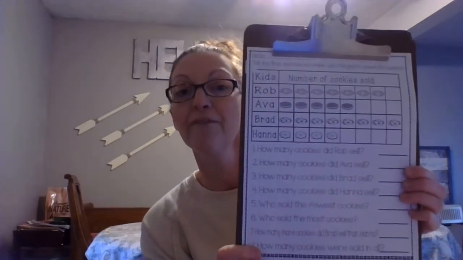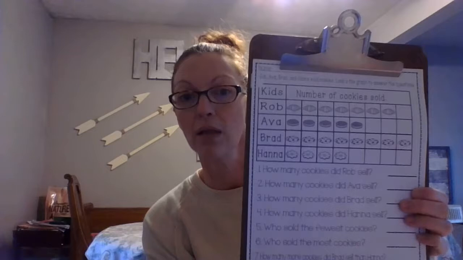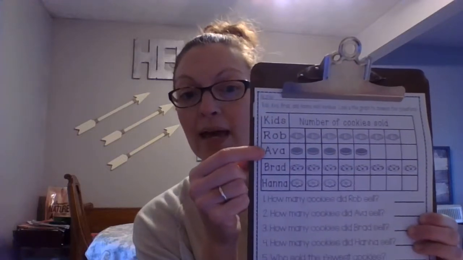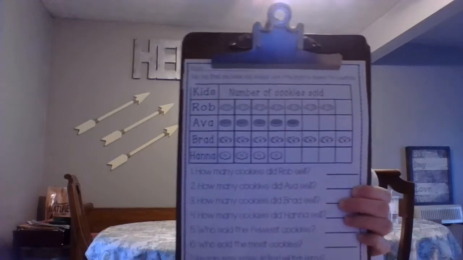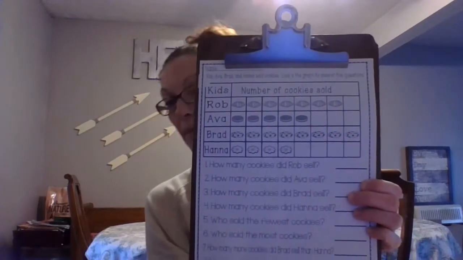All right, let's check it out. Get your mirrors ready. Now, if you don't know what this is, you just have to copy me. Pretend you're my mirror. Mirror words. Fewest means the smallest amount. Say it with me. Fewest means the smallest amount. So if we look at the pictograph again, who sold the fewest or the smallest amount? Rob, Ava, Brad, or Hannah? Who sold the fewest amount?